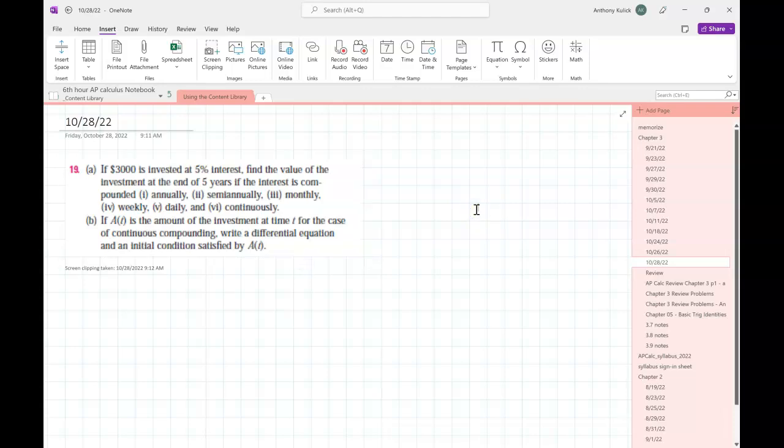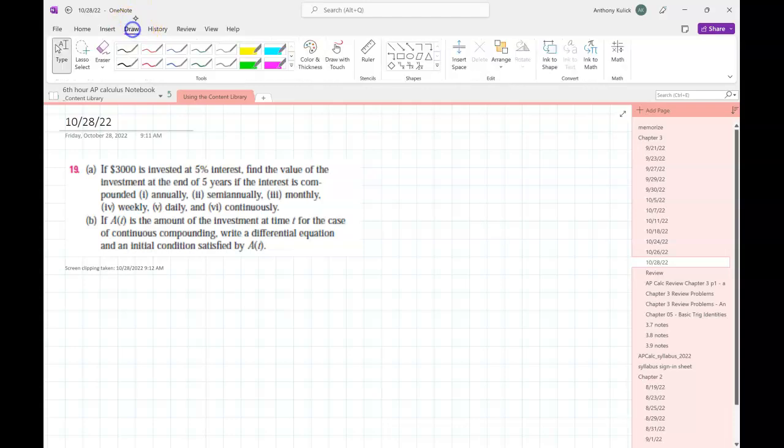It says if $3,000 is invested at 5% interest, find the value of the investment at the end of 5 years if the interest is compounded annually, semi-annually, monthly, weekly, daily, continuously. So probably the easiest would have been if you remembered the formulas for these. Yeah, that was like the very last section. Yeah, we did this last year.